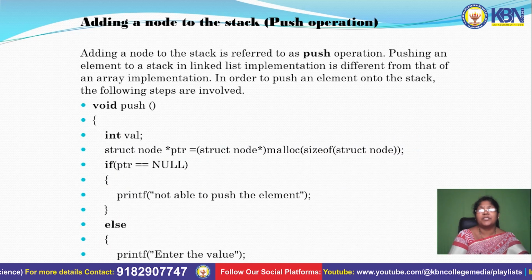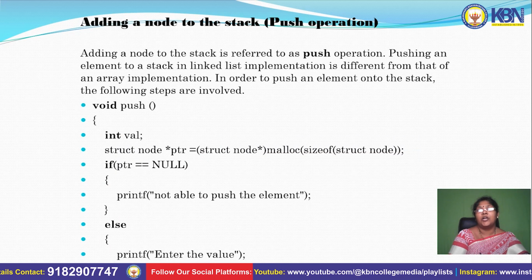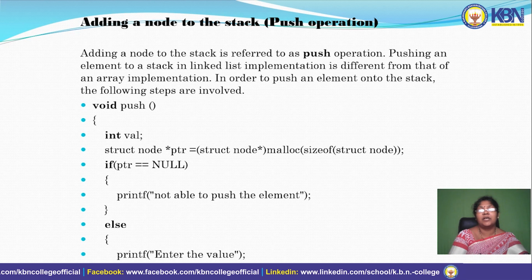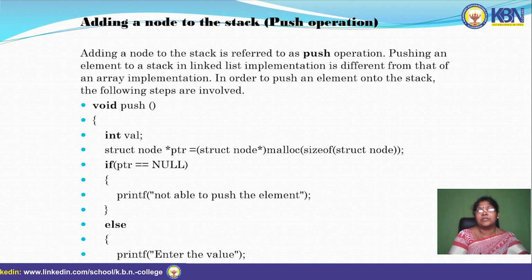Then we have to go for the next one. Adding a node to the stack, or we call it a push operation. So how can we push the element in the stack? See here, void push is an operation. We are using a method, or we call it a function, the push function. Here it takes an int value, and the structure node is the dynamic memory allocation for the nodes. And then if ptr equal to null, it means we are not able to push the element, because the stack is always full. And not that it is always empty. Then we have to go for the next one.